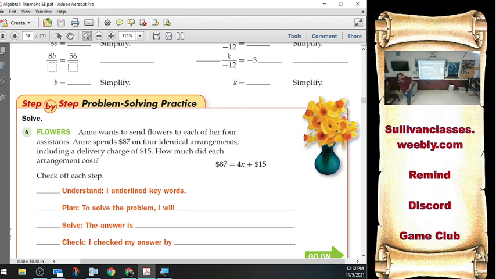But, word problems. Ew. Next to the word problem, I want you to write something. This is very, very common. This is going to come back to us over and over and over again.